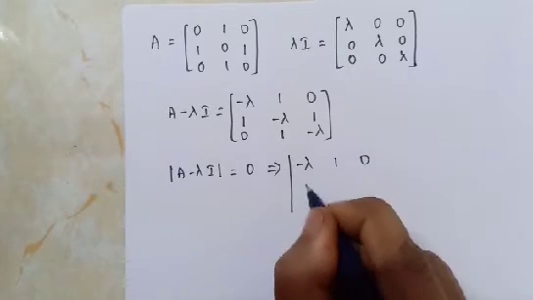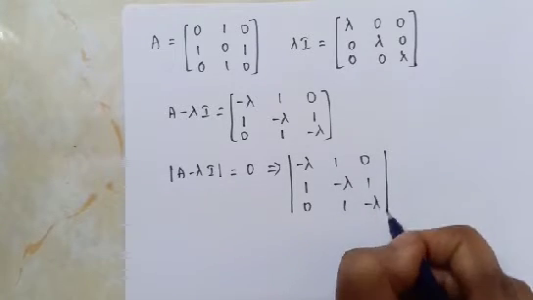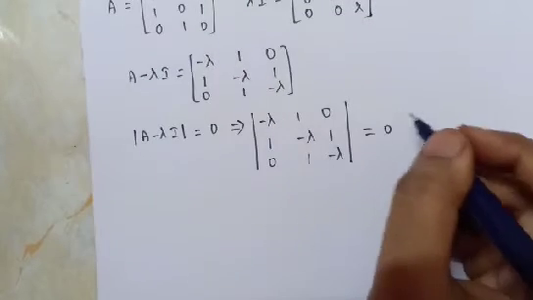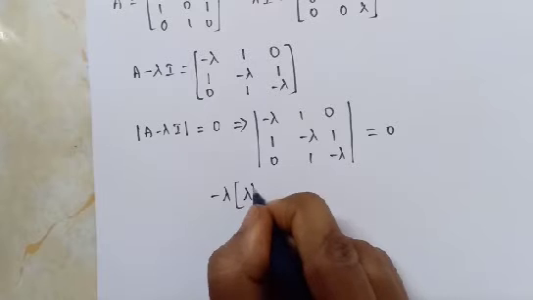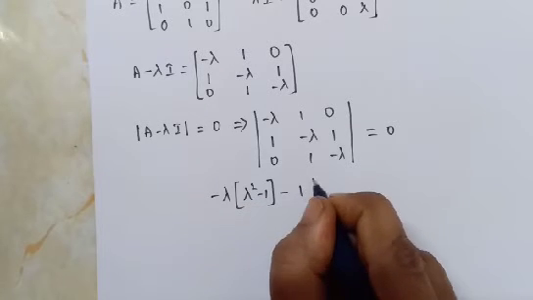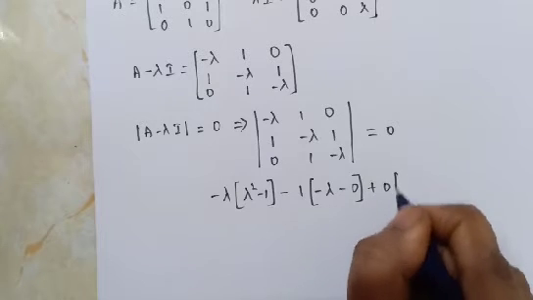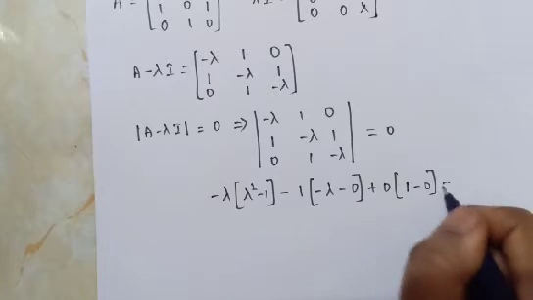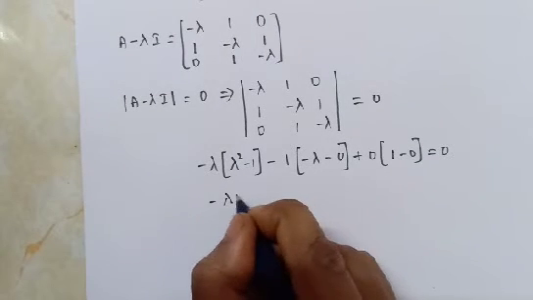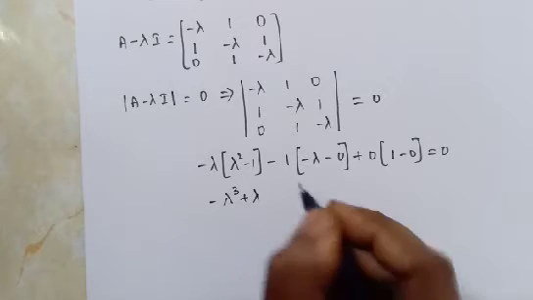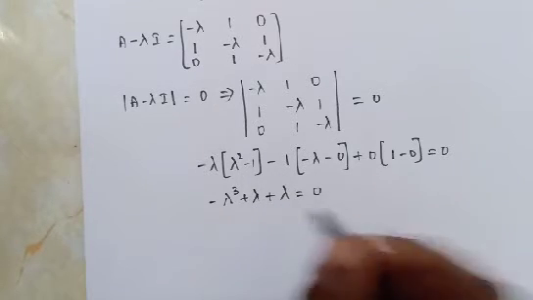Minus lambda, 1, 0; 1, minus lambda, 1; 0, 1, minus lambda; determinant equal to 0. So here what do we get? Minus lambda into lambda square minus 1, minus 1 into minus lambda minus 0, plus 0 into 1 minus 0 is equal to 0. So here you will get minus lambda cube, this is plus lambda, this is minus into minus, you will get plus lambda, this is anyway 0 is equal to 0.